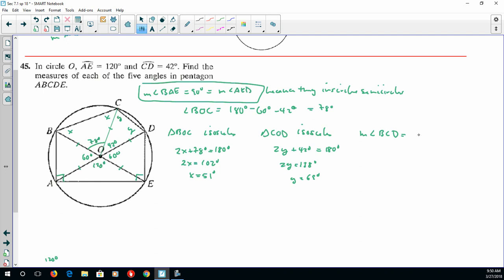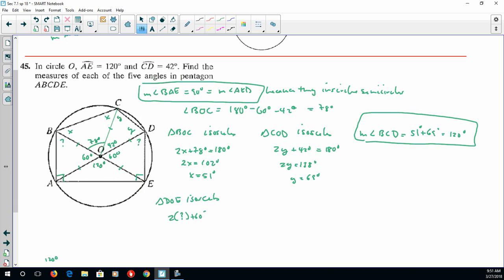Now I just have two more to get. What's this angle? Of course, that's going to be the same as that one. Well, we can do this several ways, but since triangle DOE is isosceles, then 2 times question mark plus 60 is 180. So 2 question marks is 120. So it's all 60 degrees. So this is 60. This is 60.